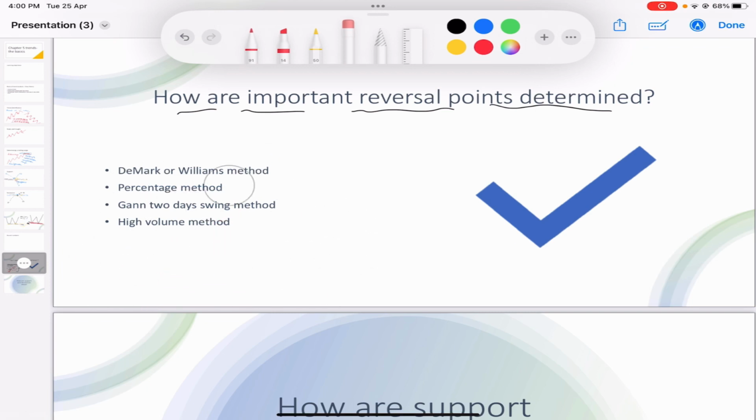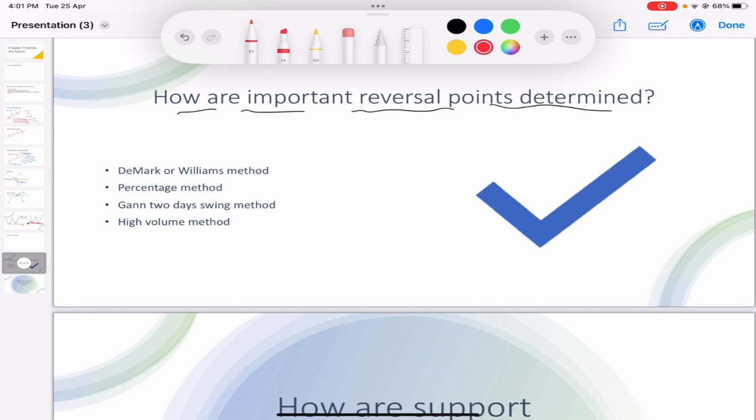Now we are doing the next method, which is the Gann 2-day swing method. The Gann swing method is more or less related to Demark's or Williams' method, but it is a little bit different. To find a support point, a trough, a low bar, once the low is identified, the two following trading days are observed. If these 2 days have higher highs than the low bar, then the low bar is the support point.